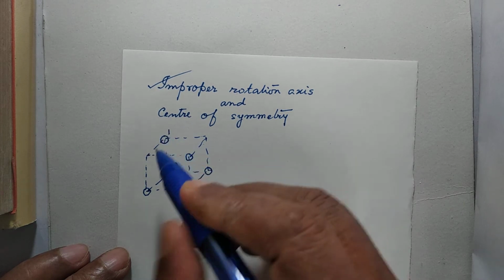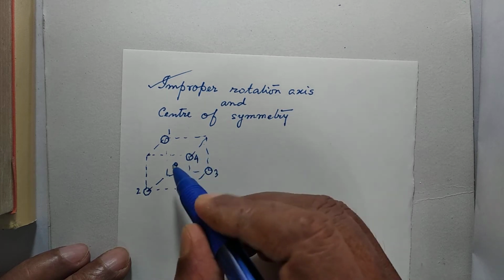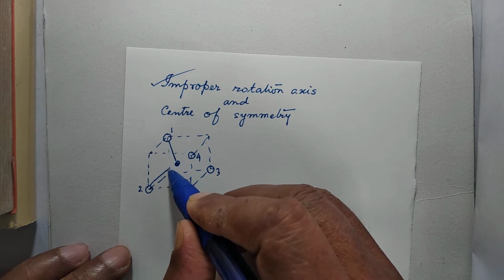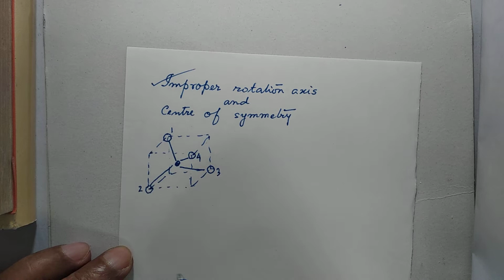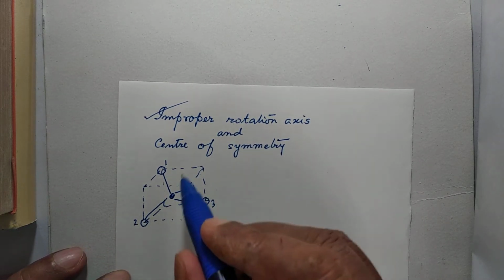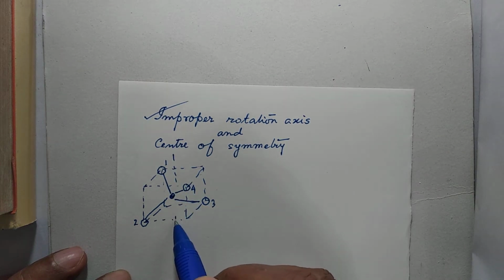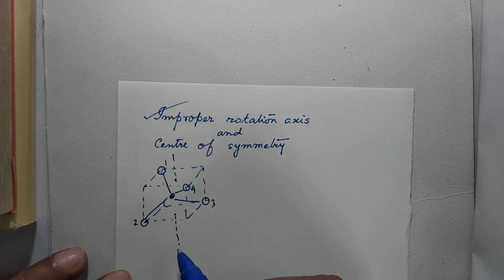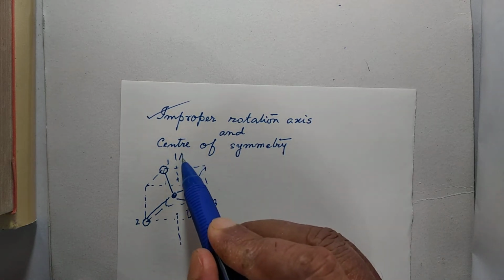These are the four positions of the hydrogen atoms in methane. These are the CH bonds. This is well known. Now, consider an axis of rotation like this, passing through the centers of the top and bottom faces. Call it AB.